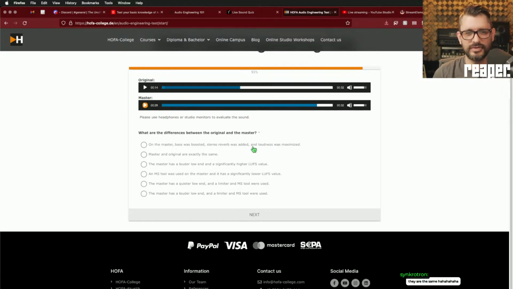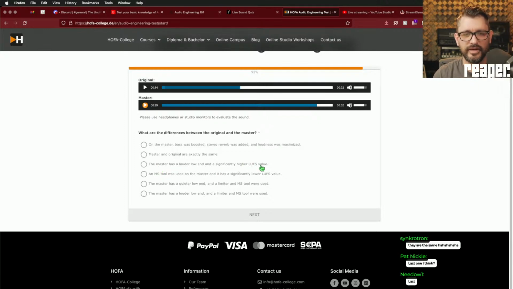All right, unless I'm fooled, I would guess that it's the first one. On the master, bass is boosted, stereo reverb is added, and loudness was maximized. Master original are exactly the same as the second option. Third option, the master has a louder low end and a significantly higher LUFS value. An MS tool was used on the master and has a significantly lower LUFS value. The master has a quieter low end and a limiter and MS tool were used. The master has a louder low end and a limiter and MS tool were used.